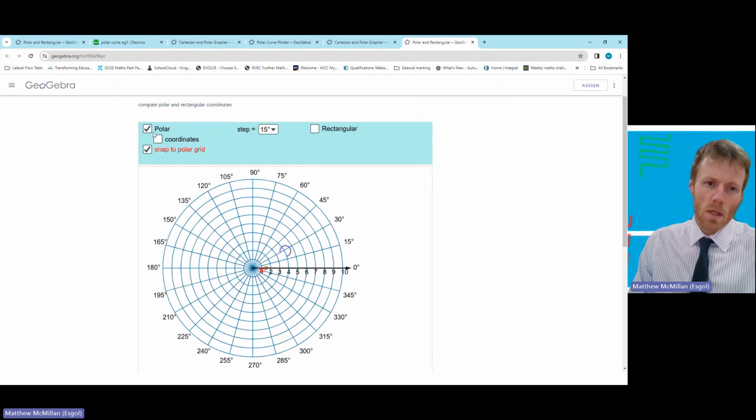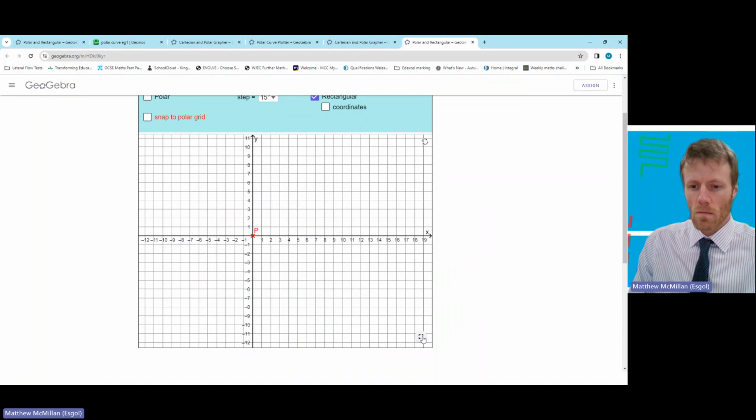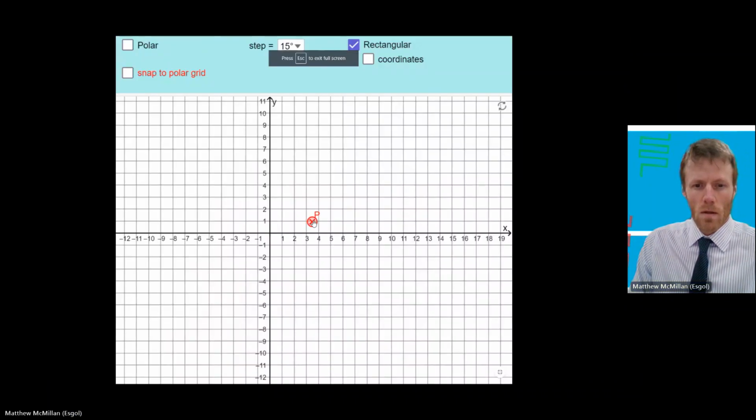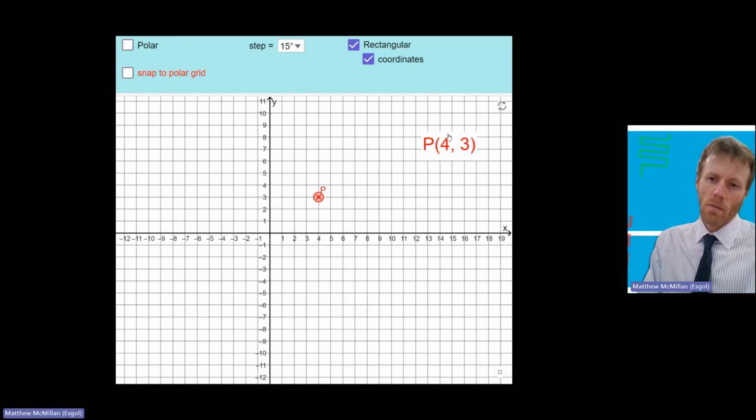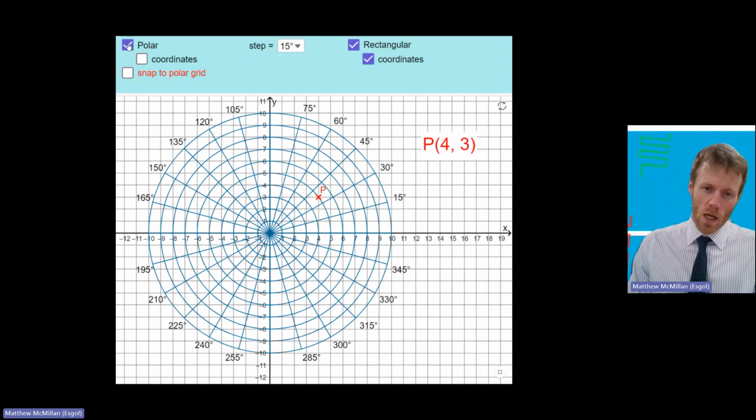So in fact, I'm going to just turn off the polar grid and let's put this point there. That seems sensible. There you go, 4, 3. So Cartesian coordinates, that you learn about from year 5, year 4, maybe even earlier, look like this. What we can do though is apply a kind of circular grid to this situation. There we go. And we could give instructions on how to get to point P in a different way.